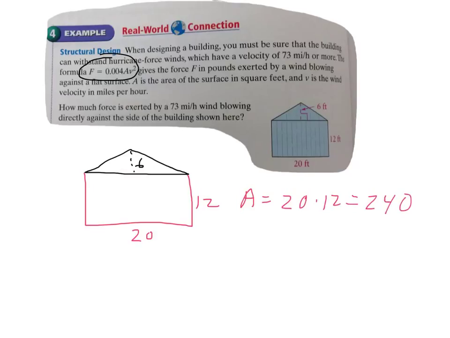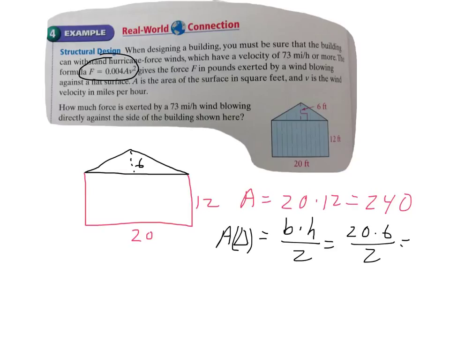Now we have to get area of the triangle. Area of the triangle is going to be base times height divided by 2, which in this case, base is 20, the height is 6, divided by 2. So that's going to end up being 60. So the area of both of these put together is going to be 300 square feet.